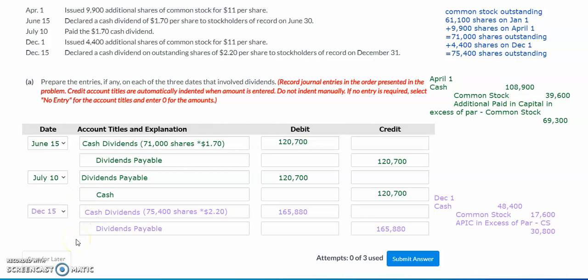One of the important things to notice is on the record date, there's no journal entry. So that's just determining who to pay that dividend out to on the payment date.